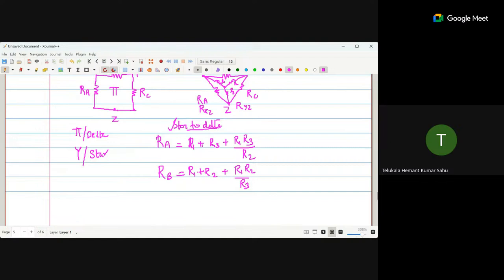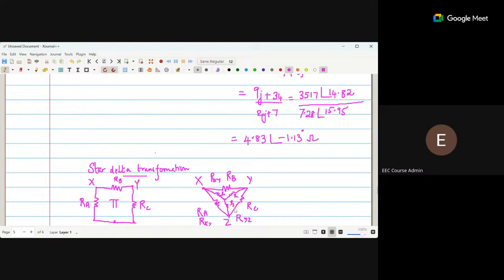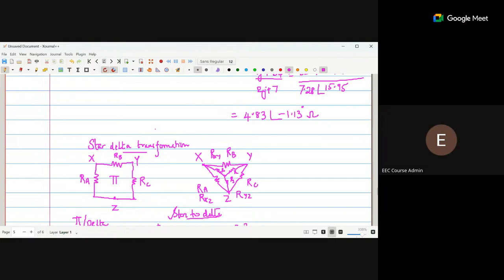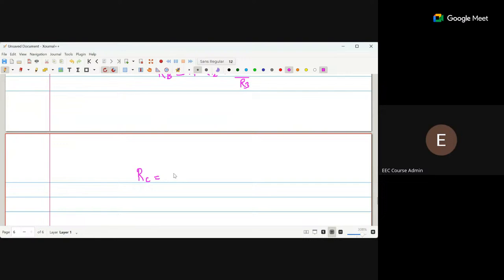Yes. Similarly, you find out the expression for RC. What is RC? If RA and RB are clear, it is R2 plus R3 plus R2 R3 by R1. Correct. So RC will be R2 plus R3 plus R2 R3 by R1.